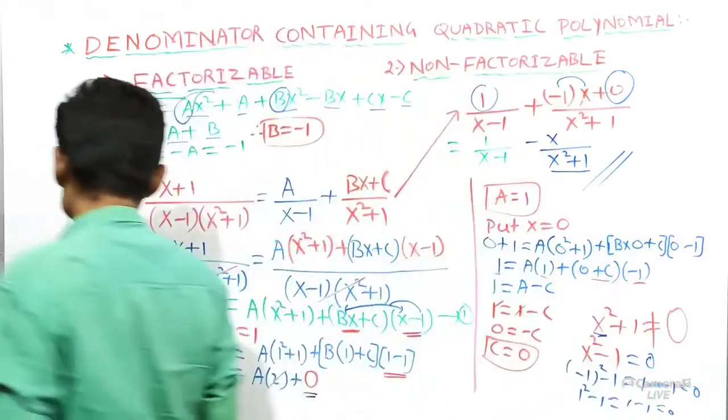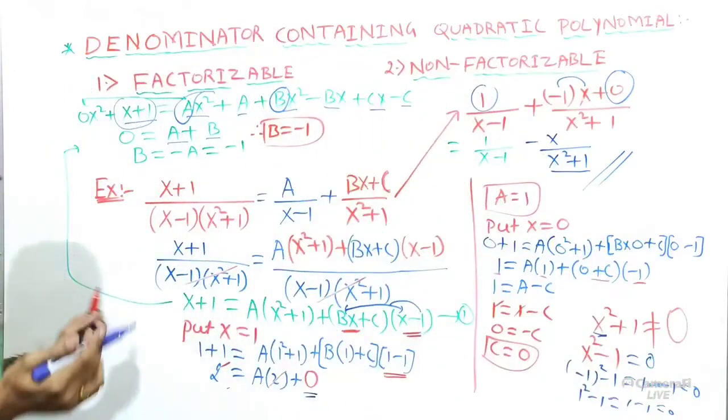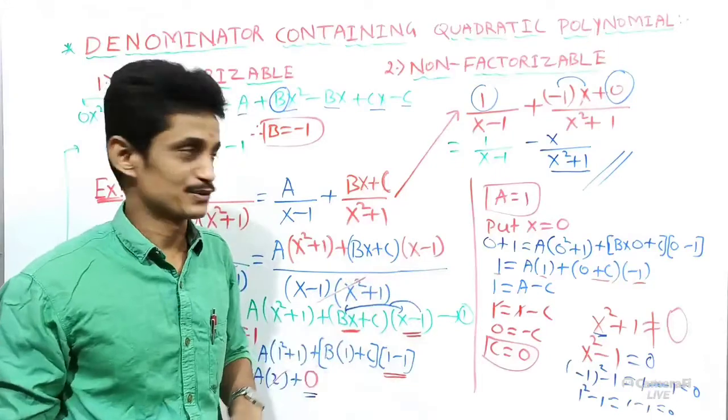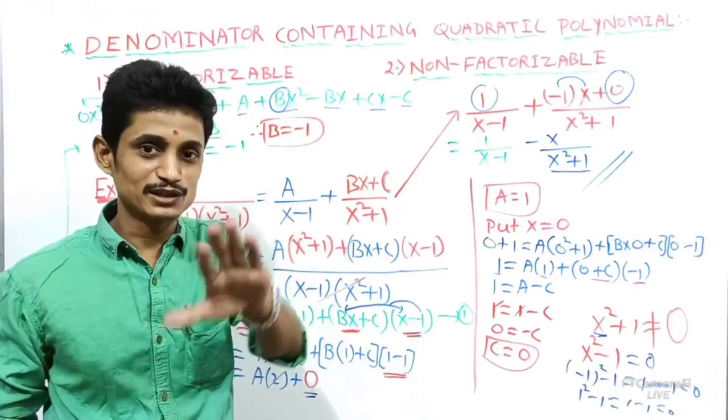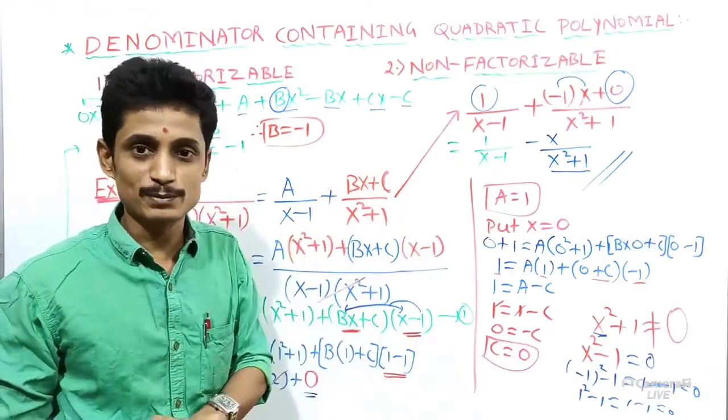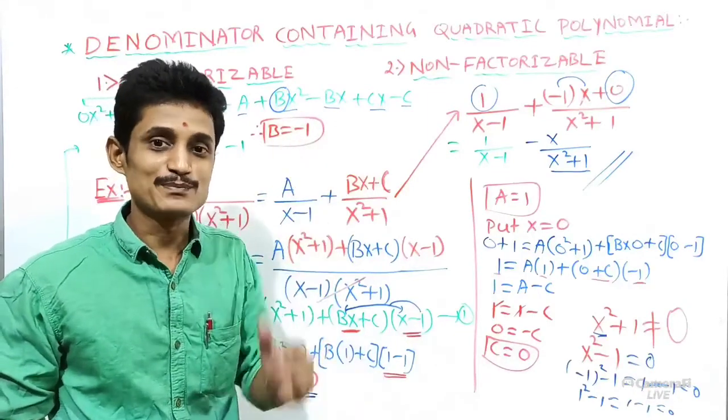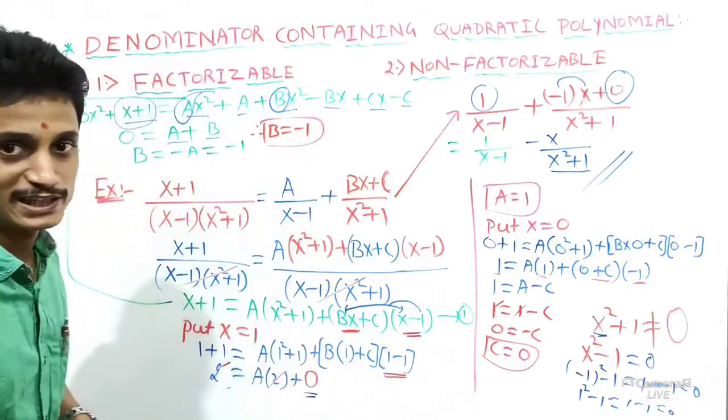One will be homework for you, just try. In the next class we are going to the problems. One more form is left out, that is the improper fraction. After improper fractions I will go through the objective questions. Then the objective questions I will take in the next class.